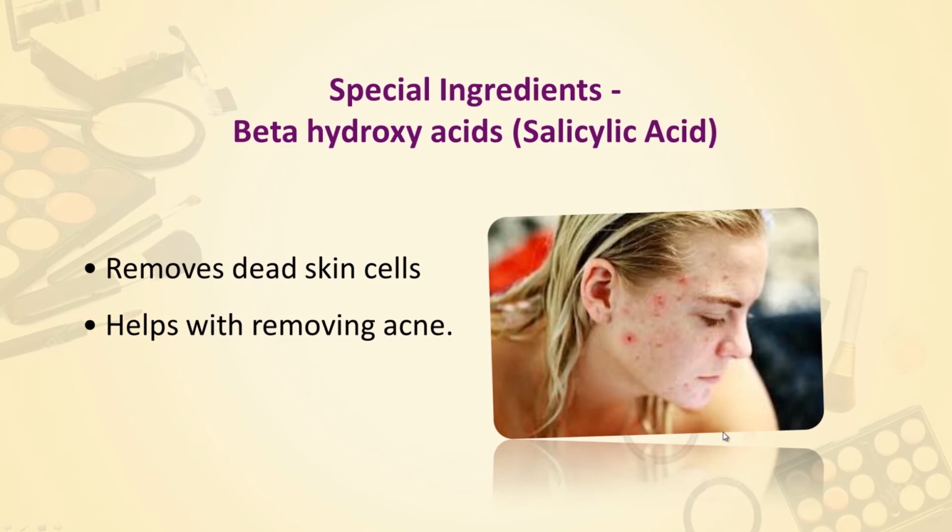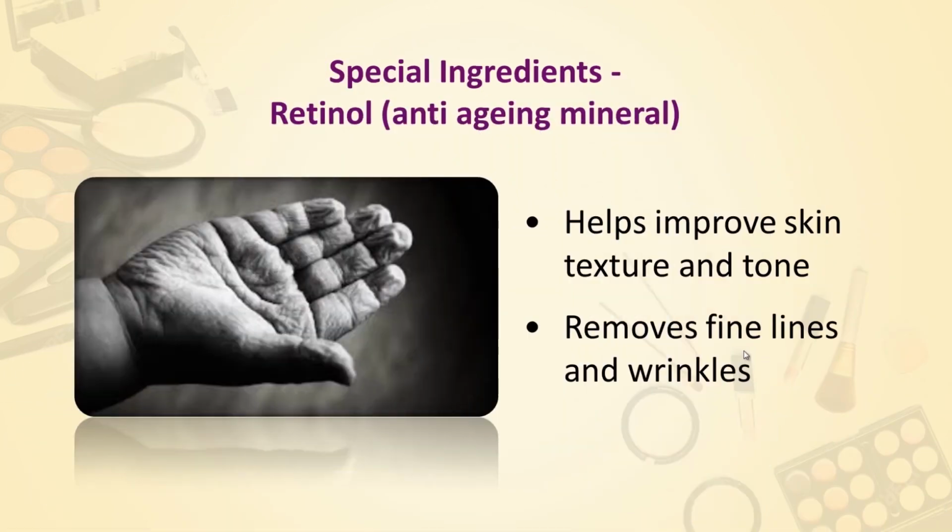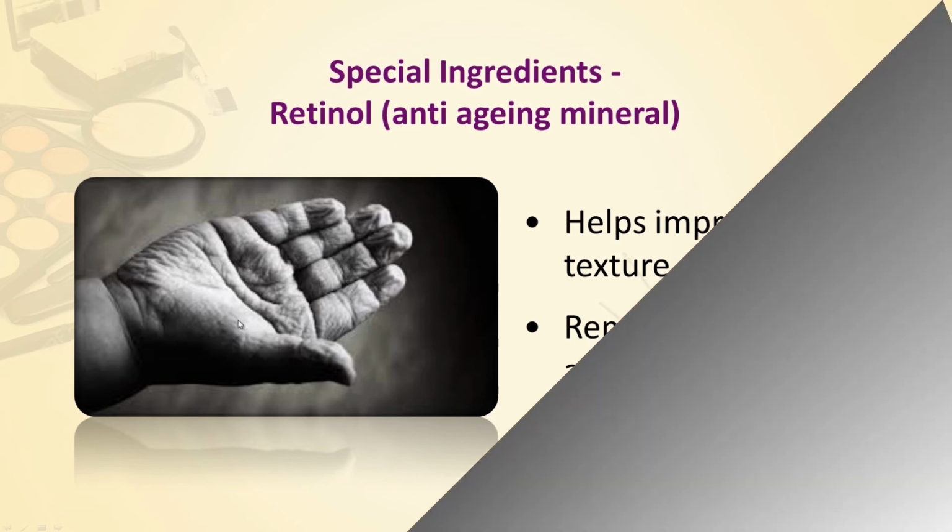The other type of special ingredient which is added in cold cream is beta hydroxy acid. It removes dead skin cells, improves texture, and helps in removing acne. Hydroquinone is also a specialized ingredient which is used sometimes in cold cream to lighten dark spots and age spots, and it is also called a bleaching and lightening agent. Retinol helps in improving the skin texture and tone. It removes fine lines and wrinkles, and it is one of the best anti-aging materials.